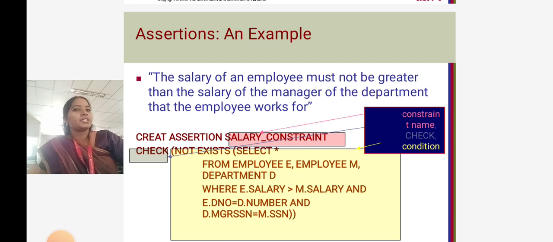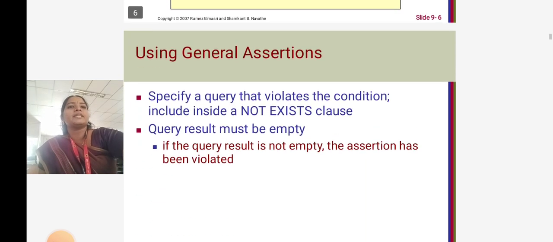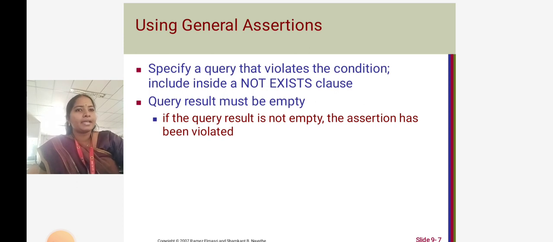CREATE ASSERTION SALARY_CONSTRAINT CHECK (NOT EXISTS (SELECT * FROM EMPLOYEE E, EMPLOYEE M, DEPARTMENT D WHERE E.Salary > M.Salary AND E.Dno = D.Dnumber AND D.Mgr_ssn = M.Ssn)). Using a general assertion, it specifies a query that violates the condition, which is included inside a NOT EXISTS clause.